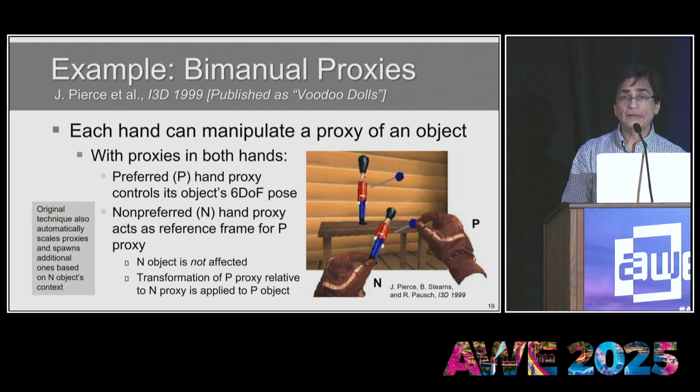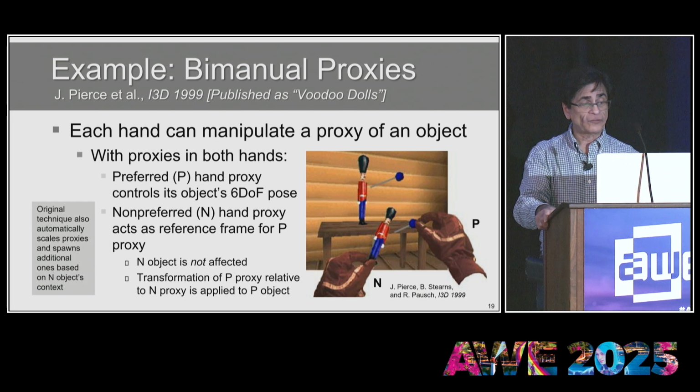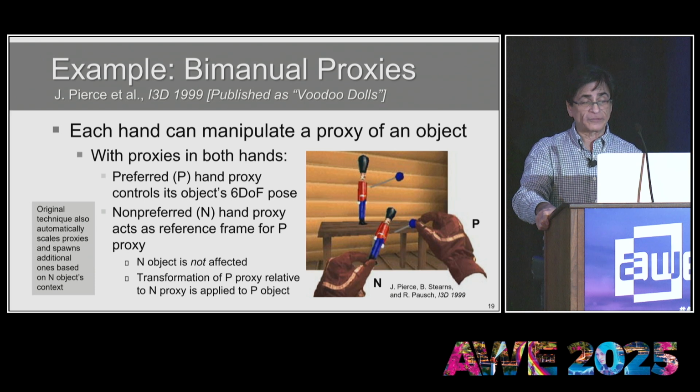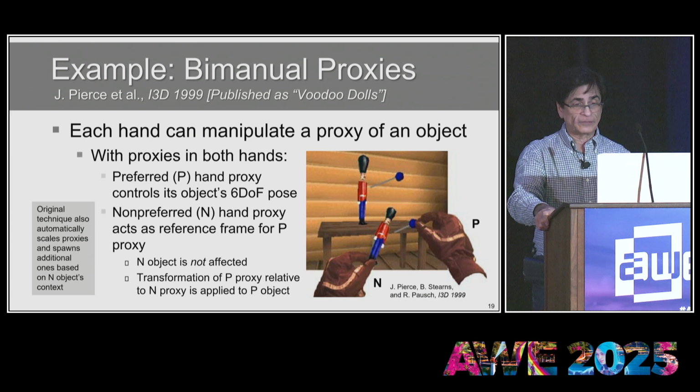Now, in the original technique, there was a lot of other stuff that I'm not going to mention. There was some automatic scaling, which worked sometimes, it didn't work in others, and some ways of spawning additional proxies based on their proximity to the one in the non-preferred hand, or the fact that they might be under the scene graph representation for the non-preferred hand.